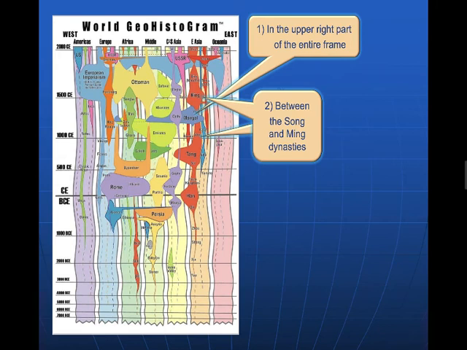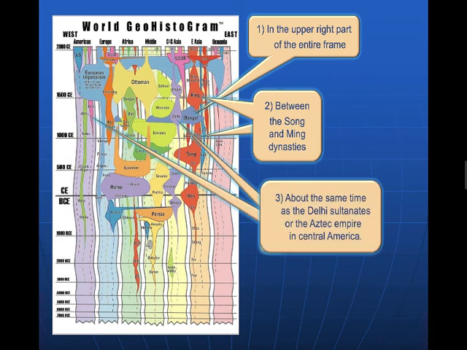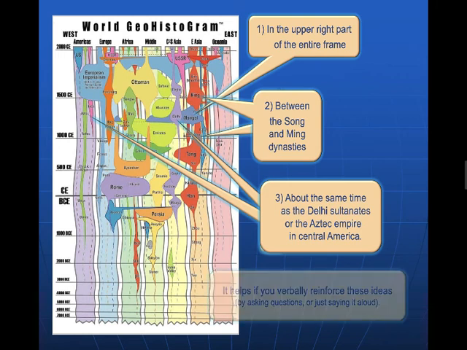Another part of their brain is going to say it's between the Song and the Ming dynasties. It's a spatial sequencer for the geeks in the crowd here. And another part of the brain is saying, oh yeah, that's about the same time as the Delhi Sultanates. Now, it helps if you verbally reinforce that by saying something like that when you point at it, to say, the Mongols were just about the same time as the Aztecs.